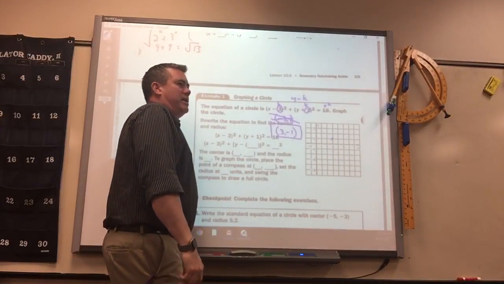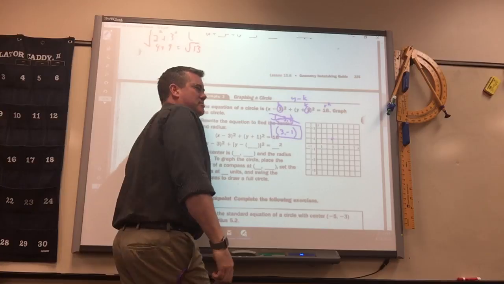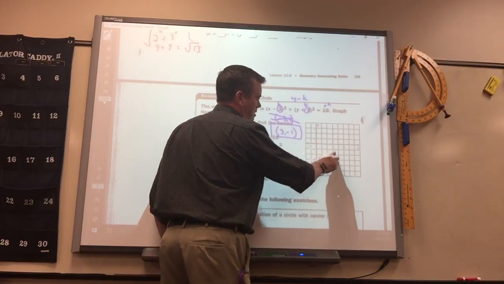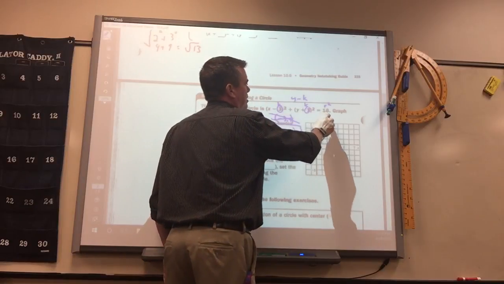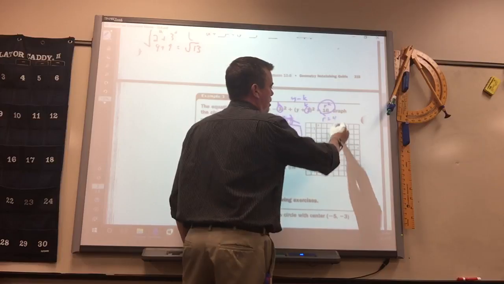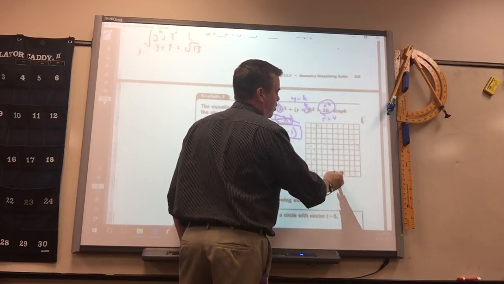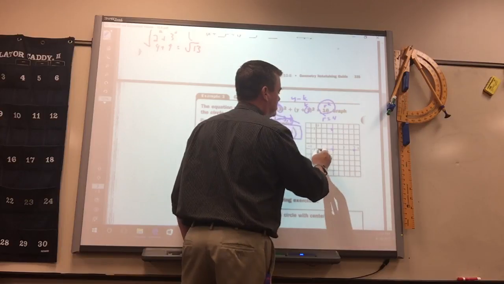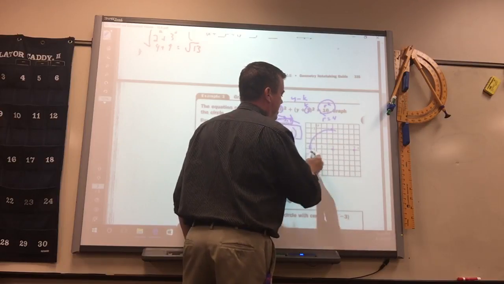Then what do we do to find the radius? Wouldn't that be over 3, down 1? Oh, yep, over 3, down 1. What do we do to find what the radius is? Square root it. The radius would be 4. So you go 1, 2, 3, 4 in all directions. And then you just sketch in a circle.